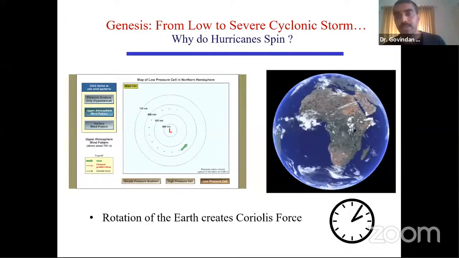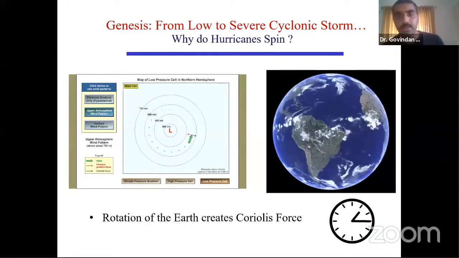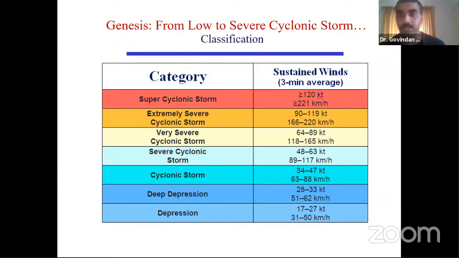Categories. Tropical cyclones are categorized into different categories based on their strength, starting from depressions. A depression is a form of cyclone with a wind speed of about 31 to 50 kilometers per hour. Then it slowly moves up, and the largest one is the super cyclonic storm. Cyclone Amphan was a super cyclonic storm, crossing a wind speed of almost 221 kilometers per hour. This categorization is done by the India Meteorological Department.